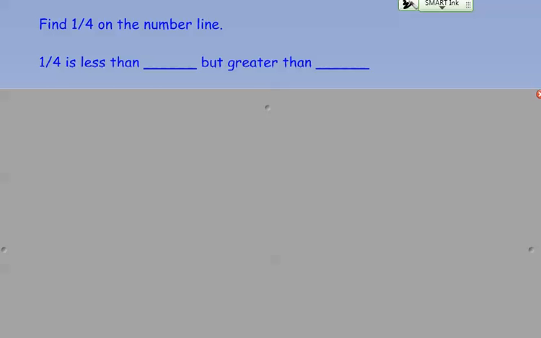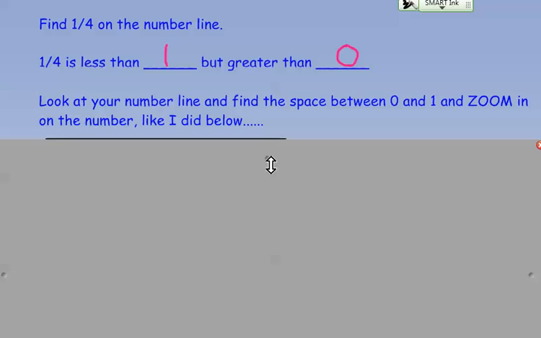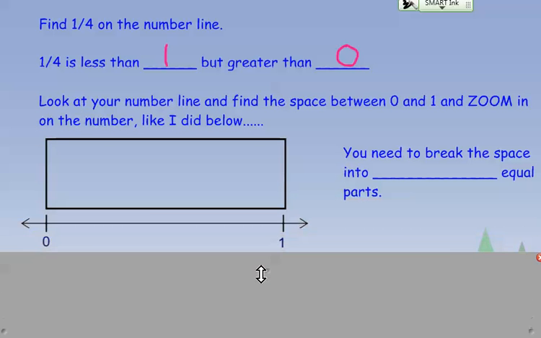Okay, so let's look at an example. We want to find 1/4 on the number line. Remember that this is a fraction, so 1/4 is less than the number 1, but it's greater than the number 0. So the place we're looking at in our number line is between 0 and 1. So we're going to look at our number line, and we're going to zoom in like we did before on the 0 and the 1, because remember, a fraction is less than 1, but more than 0. So we're talking about this space in here.